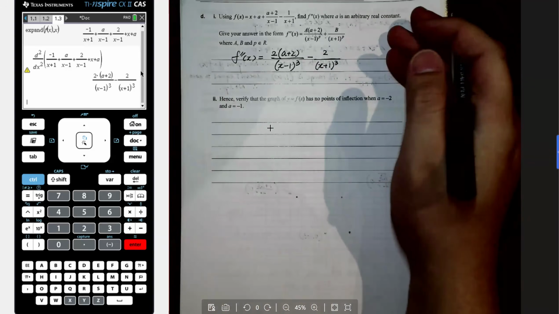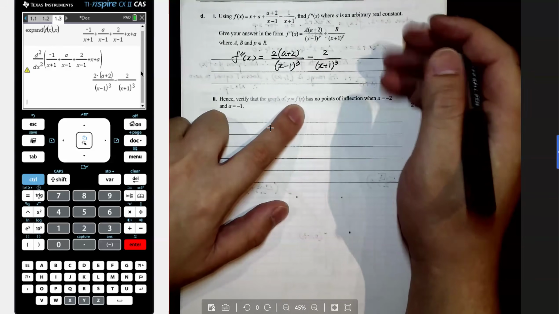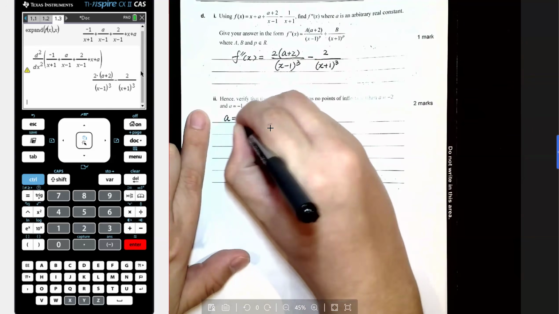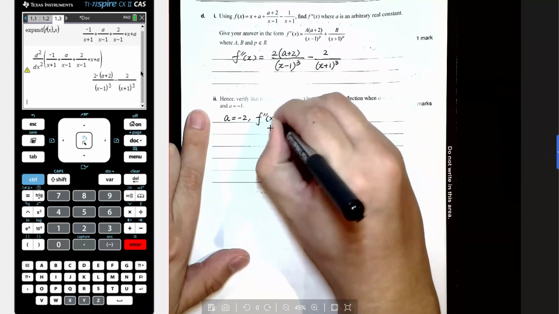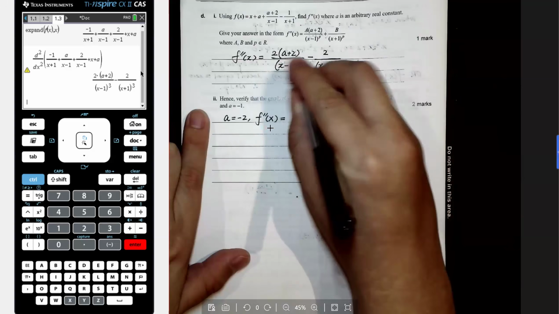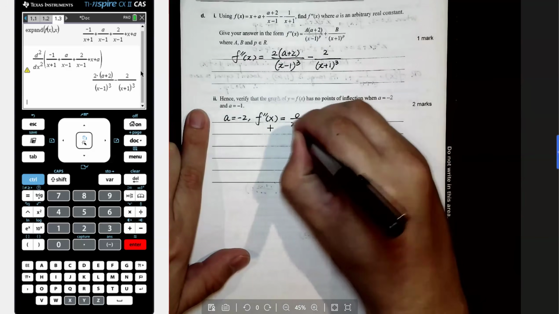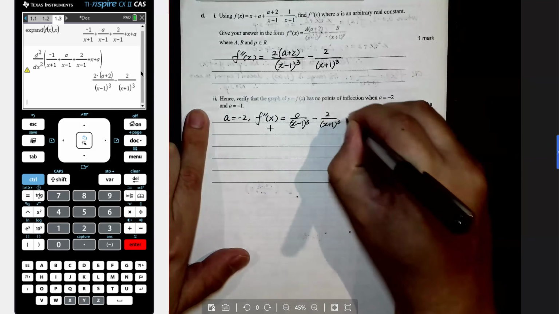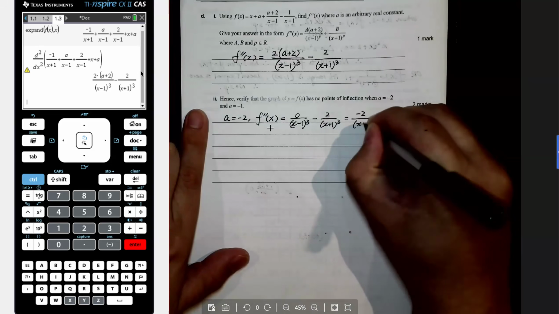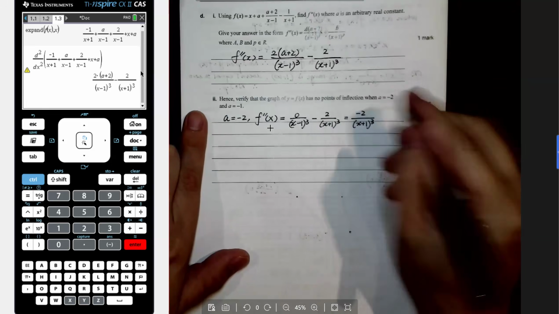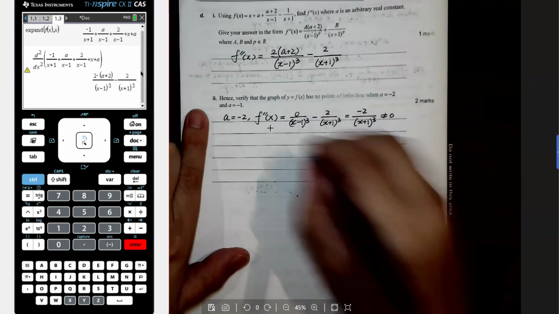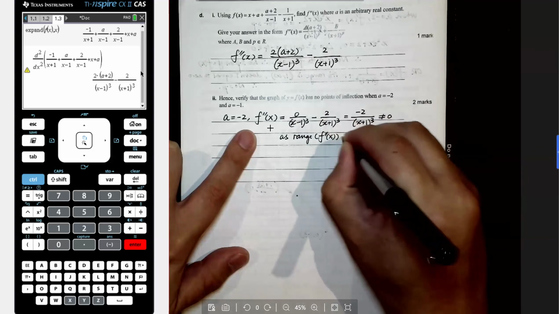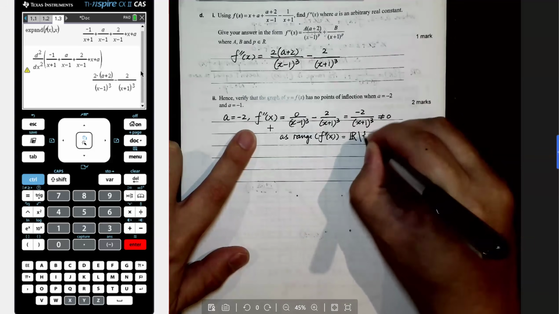Hence, verify that the graph of f of x has no point of inflection when a is minus 2 and a is minus 1. When a is minus 2, your f double dash x equals, this is a 0, so 0 divided by (x minus 1) to the power 3, minus 2 over (x plus 1) to the power 3, which is minus 2 divided by (x plus 1) to the power 3. This is never equal to 0, as the range of f double dash x is R backslash 0.